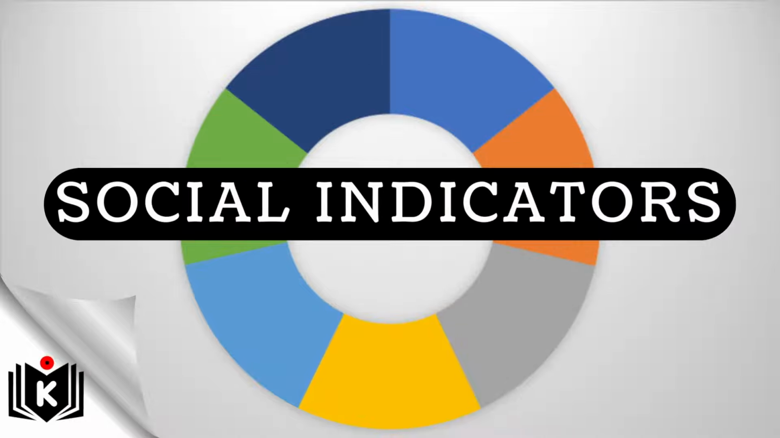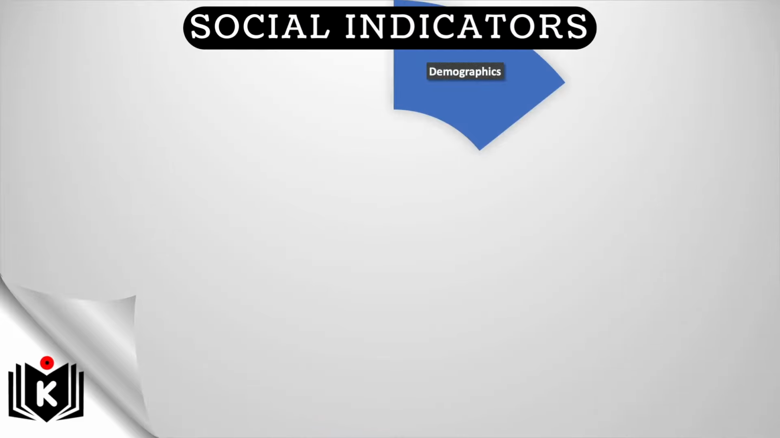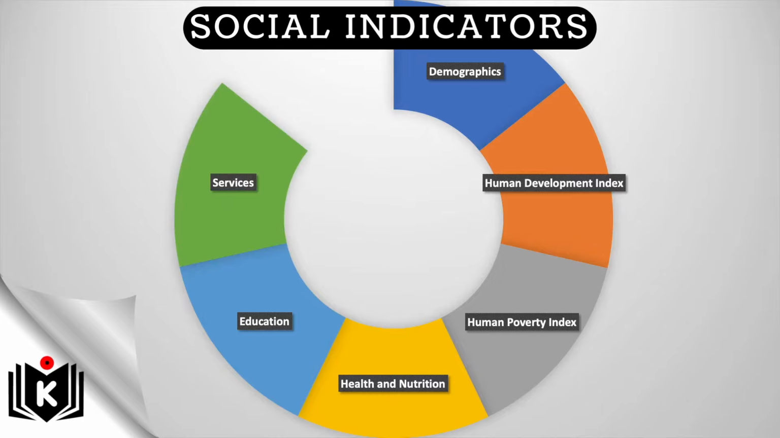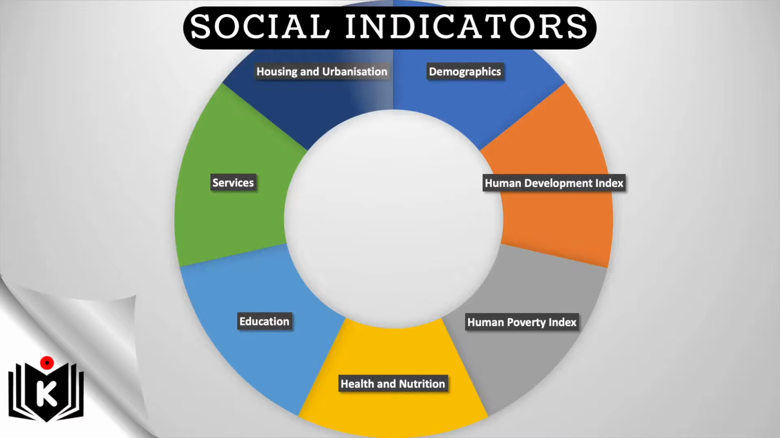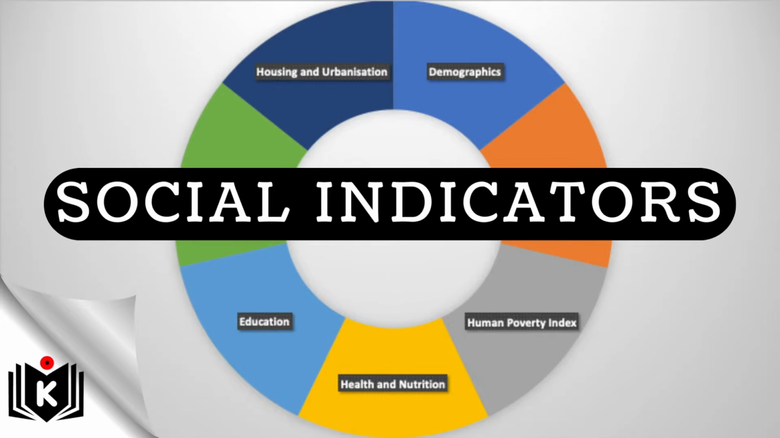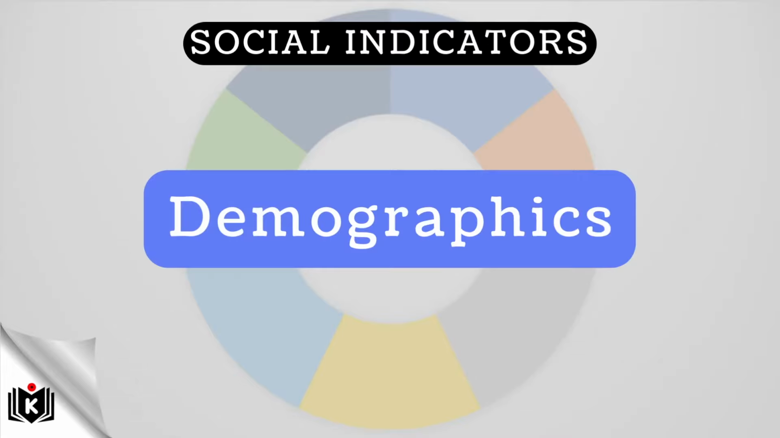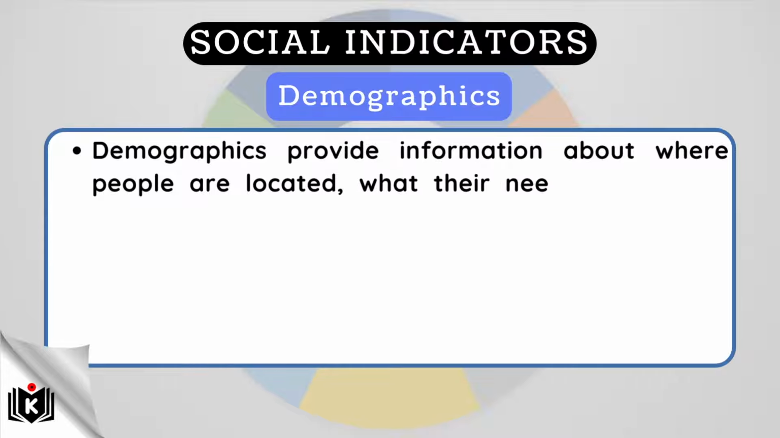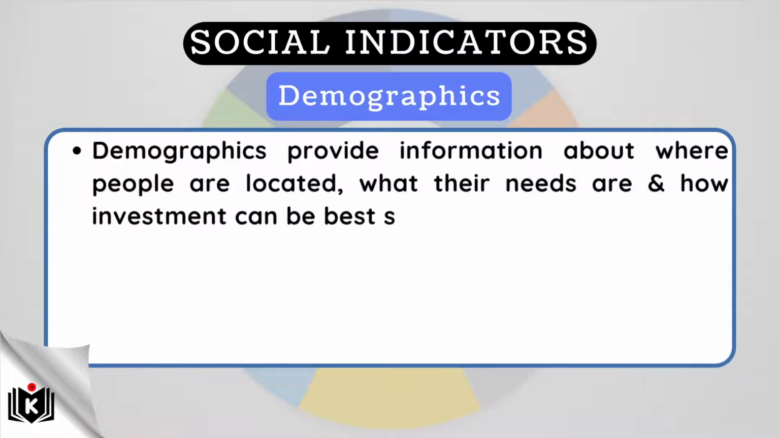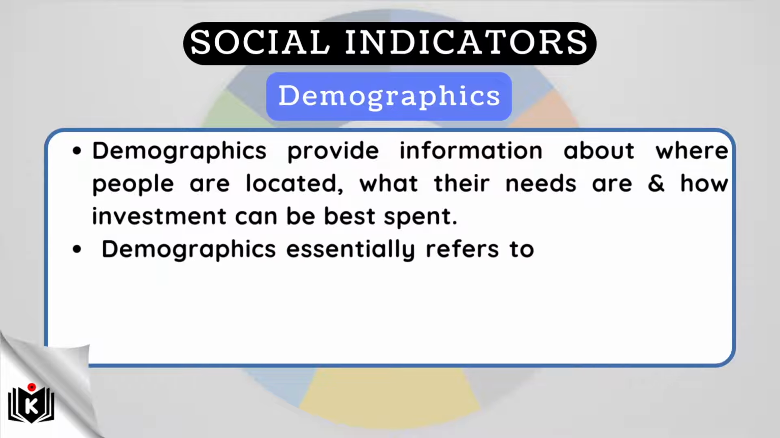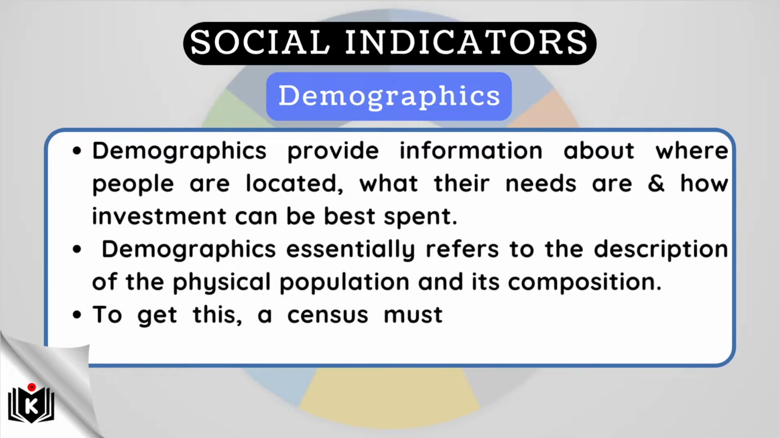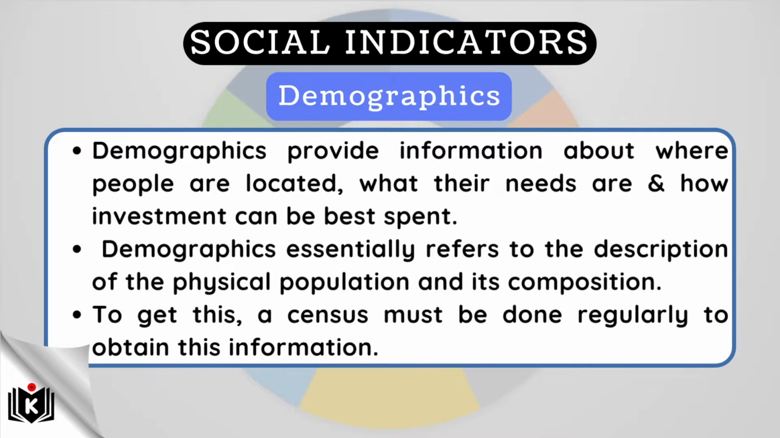Some of the social indicators include demographics, Human Development Index, Human Poverty Index, health and nutrition, education, services, as well as housing and urbanization. We will now briefly discuss each of these indicators. Let's start with demographics. Demographics provide information about where people are located, what their needs are, and how investment can be best spent. Demographics essentially refers to the description of the physical population and its composition. To get this, a census must be done regularly to obtain this information.